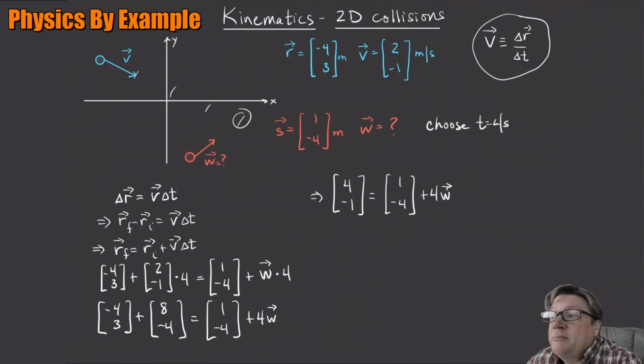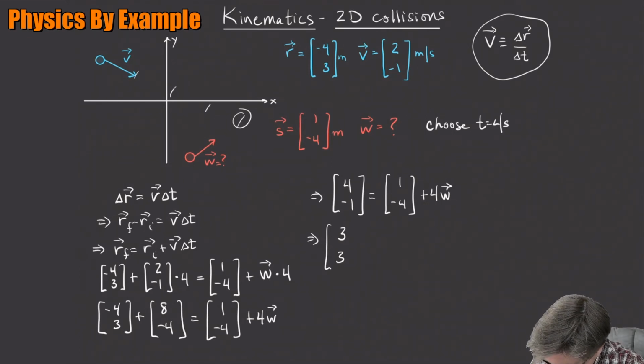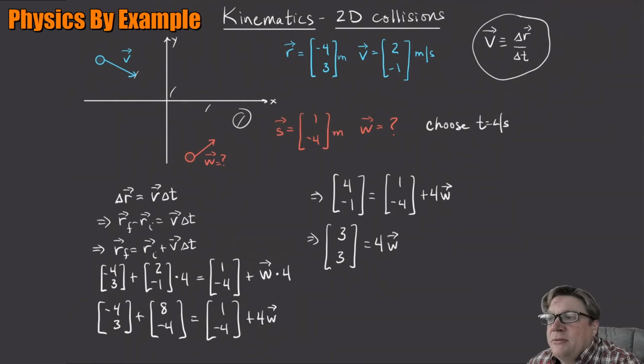Okay, now I just subtract that vector from the right-hand side to the left-hand side. So what do I get? 4 minus 1, that's going to be 3. 1 minus a -4, looks like that's also going to be 3, right? Equals 4W. So I'm just doing vector algebra. Now I divide both sides by 4, so that means I divide both components by 4. So my velocity vector is just going to be 3/4 and 3/4, right?